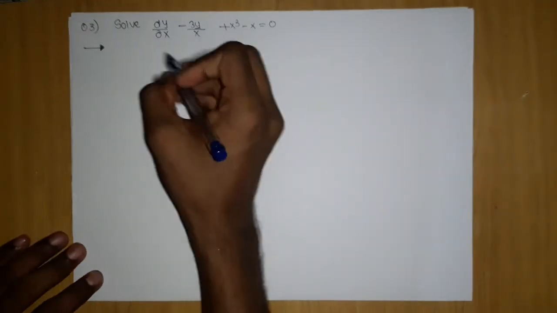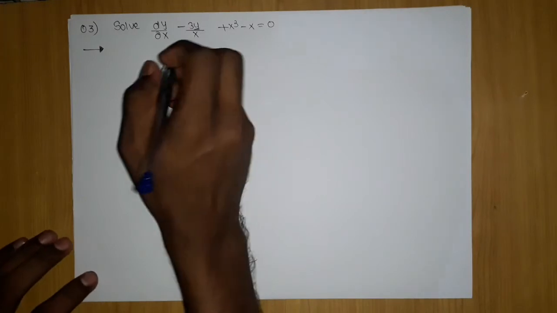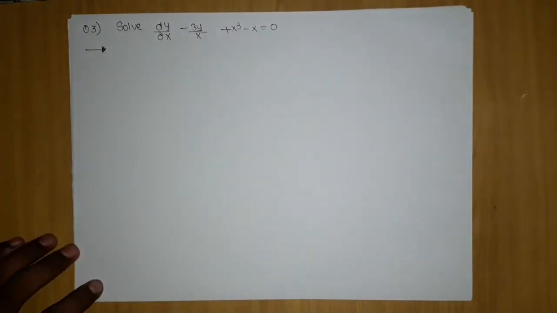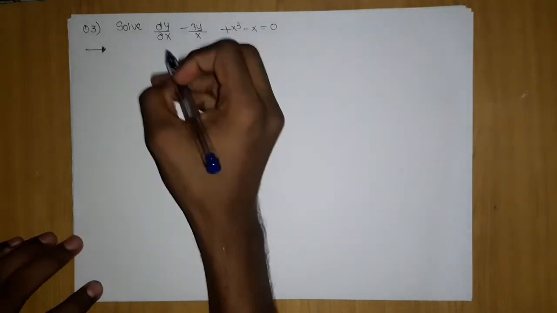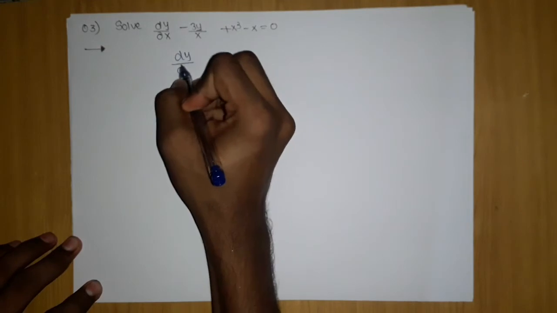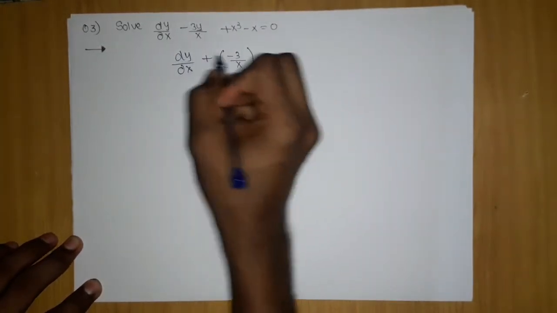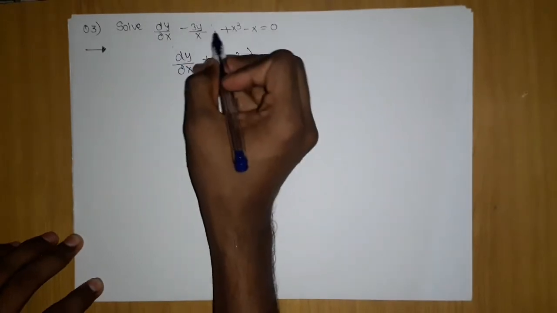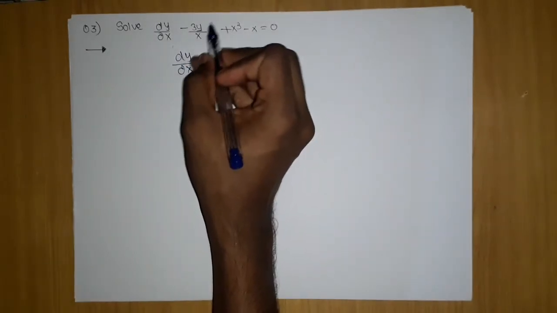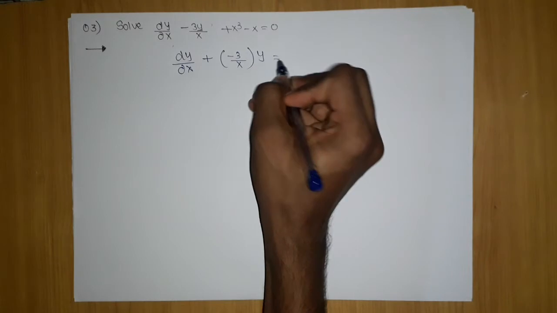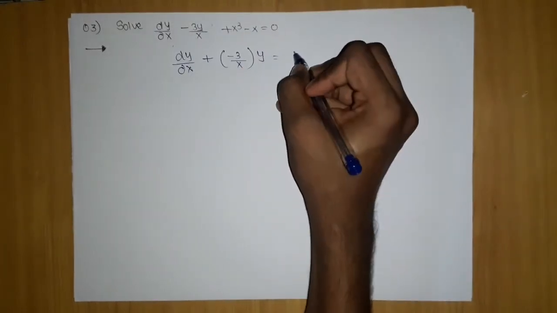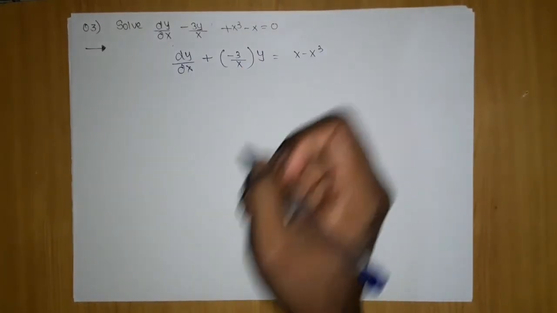So the question, first you have to write it in the dy by dx form. Write the given equation in the form dy by dx plus p of x into y equals q of x. So if you write it, dy by dx plus minus 3 by x, the dependent variable y should be there, and we will move the other term to that side, so x minus x cube.